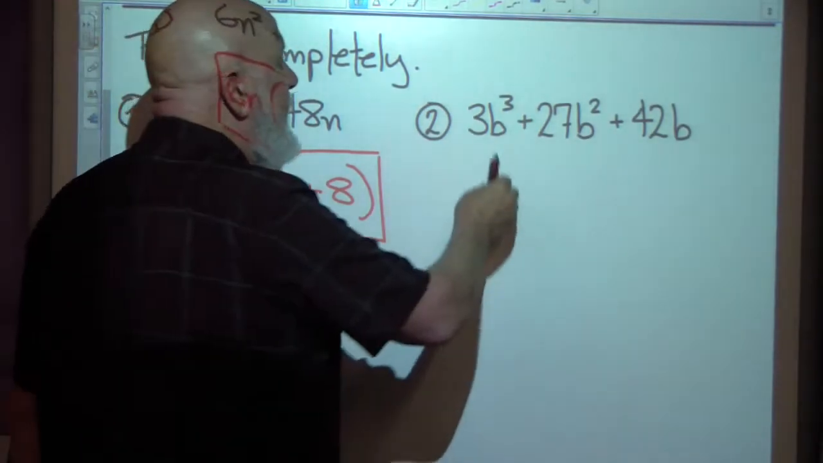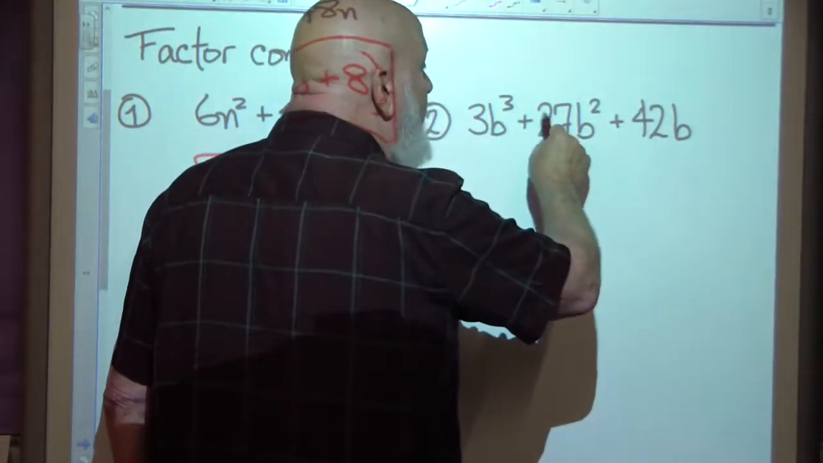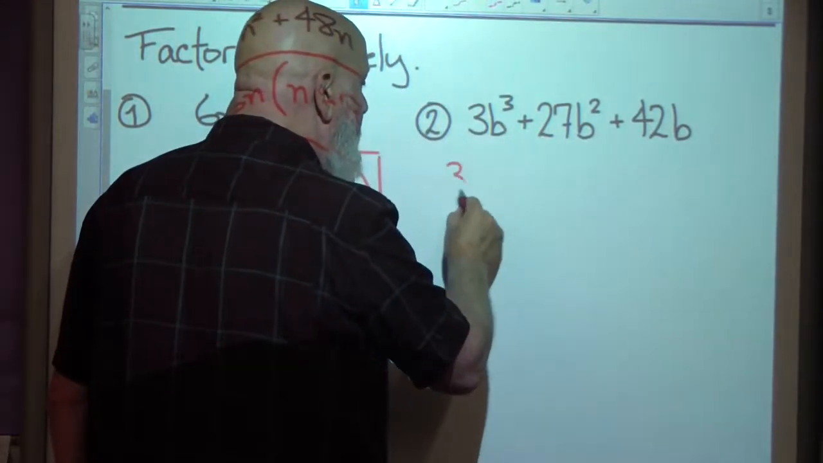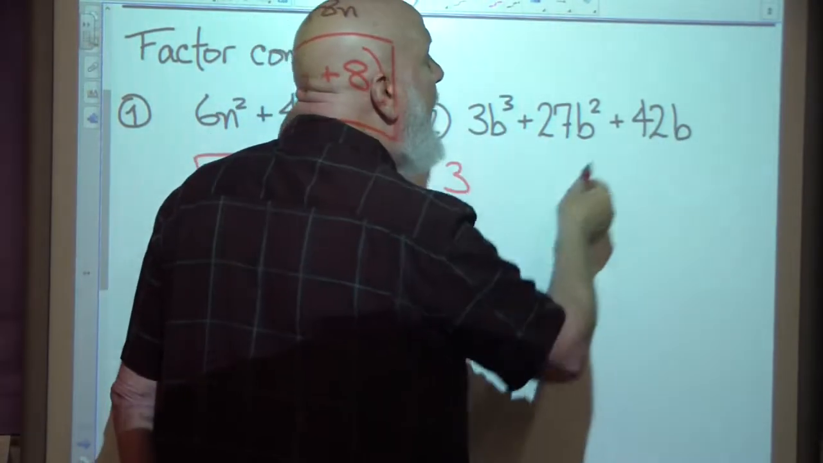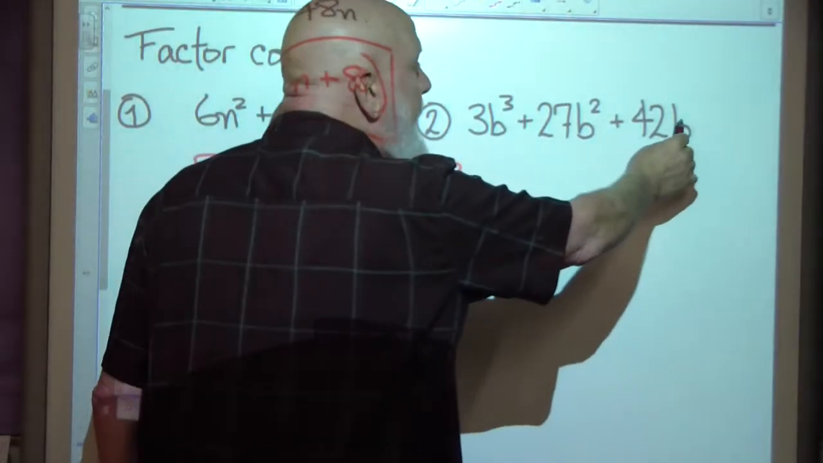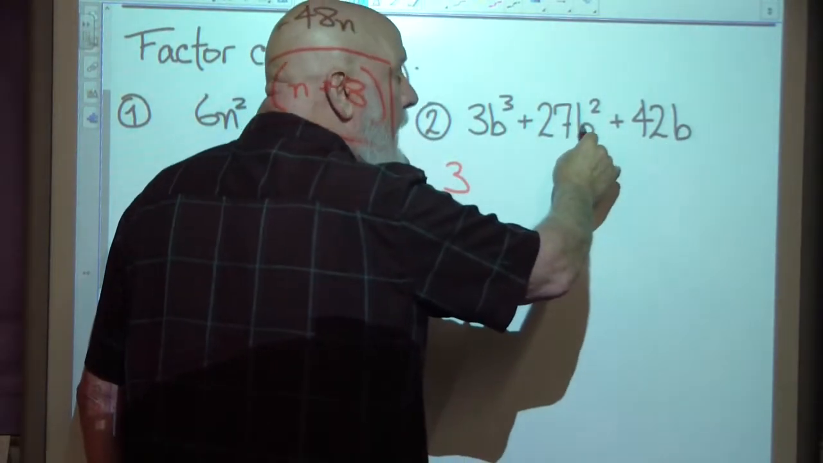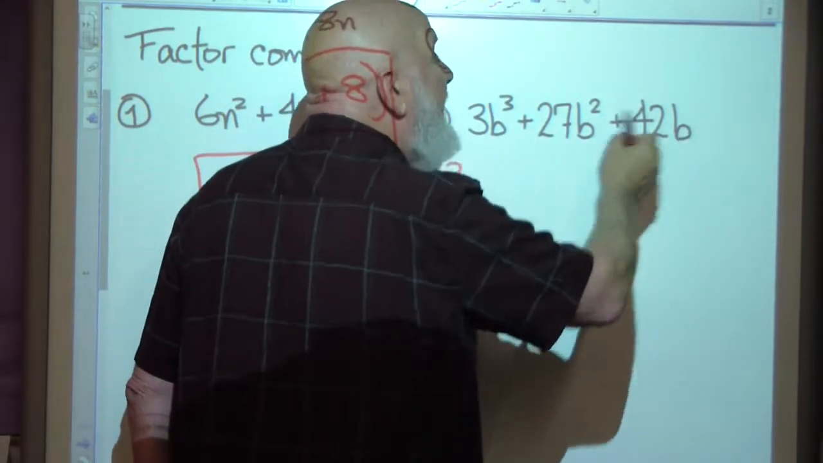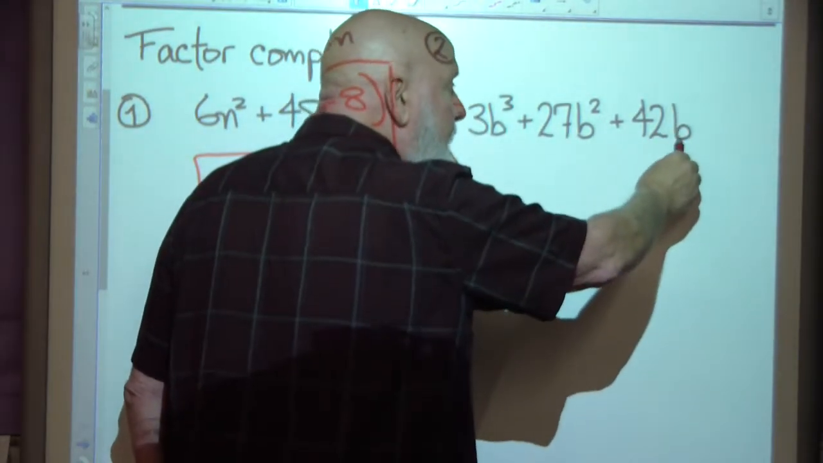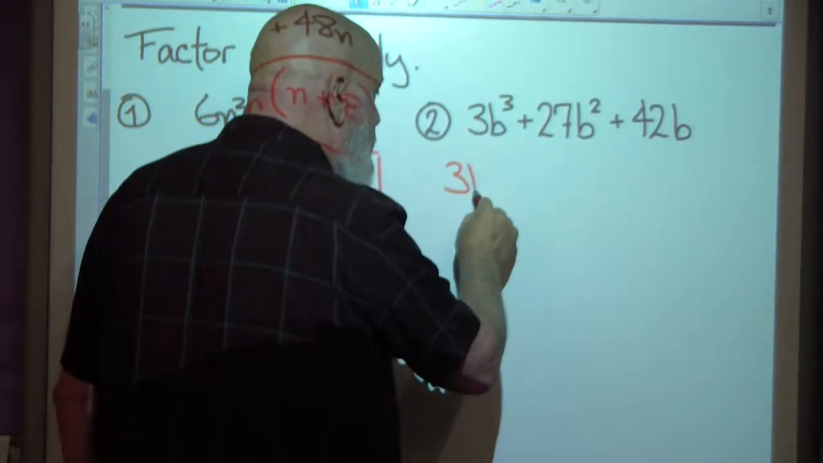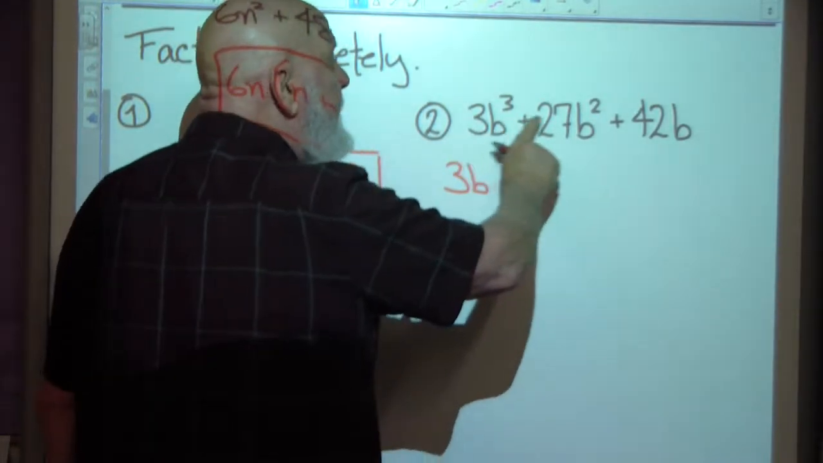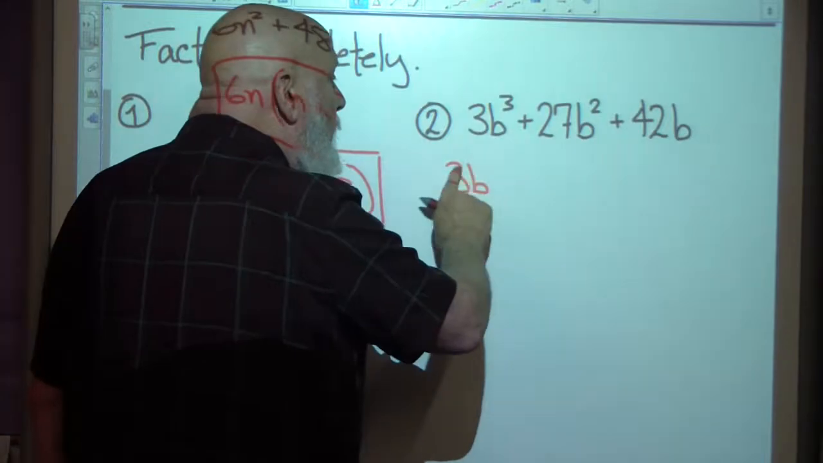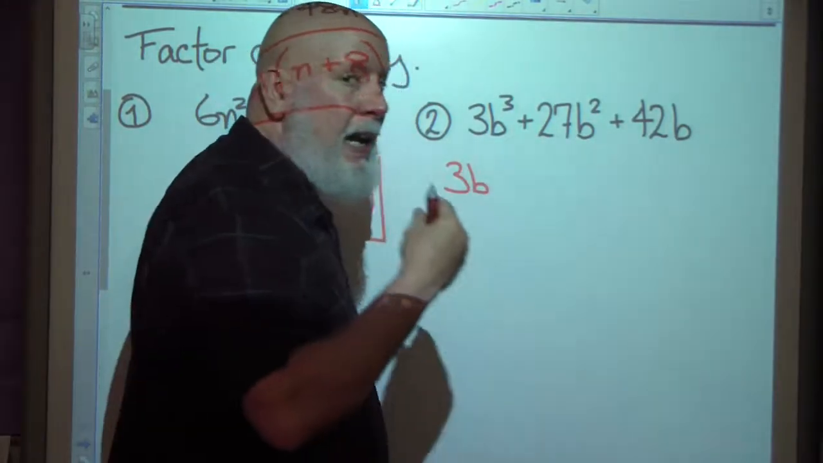So I look up here and I say, well, all of these will divide by 3, and they all have at least a b in them. That has a b, that has b times b, that has b times b times b. So the thing that all of them have is at least b. So that's the greatest common factor. That's the biggest term that I could divide all 3 of these by evenly.